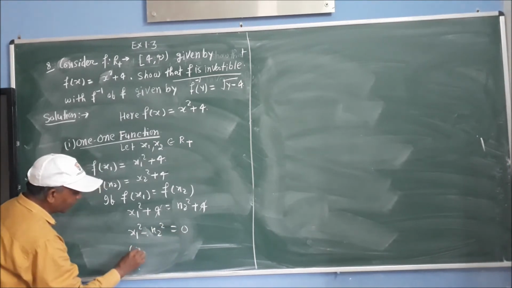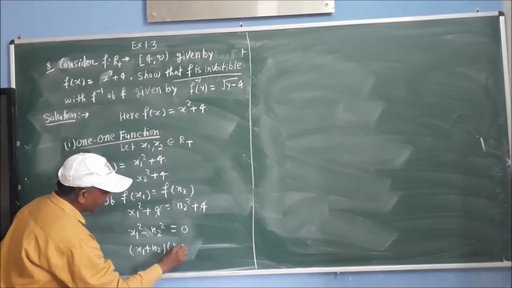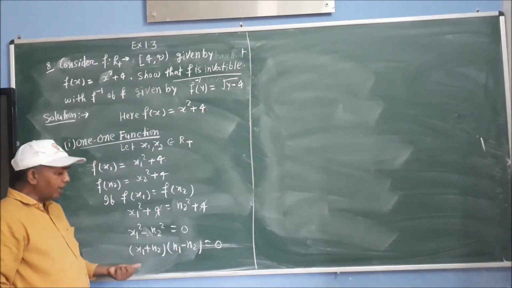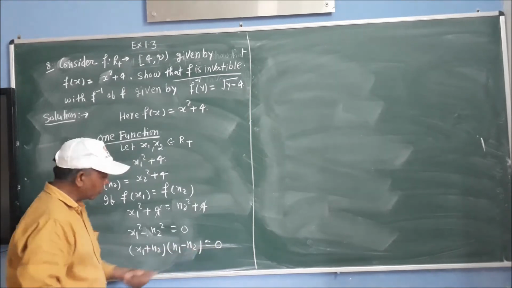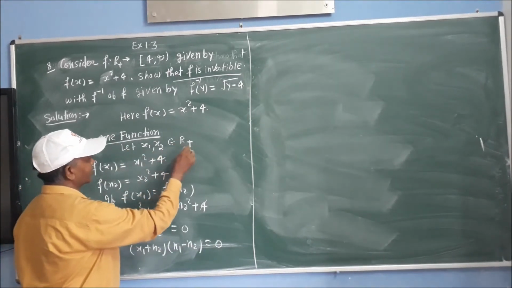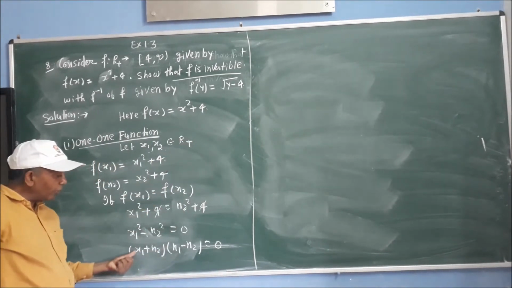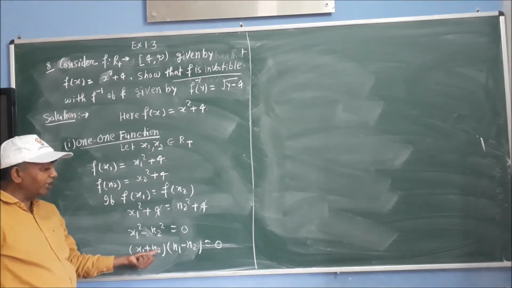So you can write here x1 plus x2 into x1 minus x2 must be equal to 0, by the a square minus b square formula. See here, x1 and x2 are elements of R plus. x1 and x2 are positive real numbers, so if we add two positive numbers, the sum will never be zero. So here x1 plus x2 can never be zero.